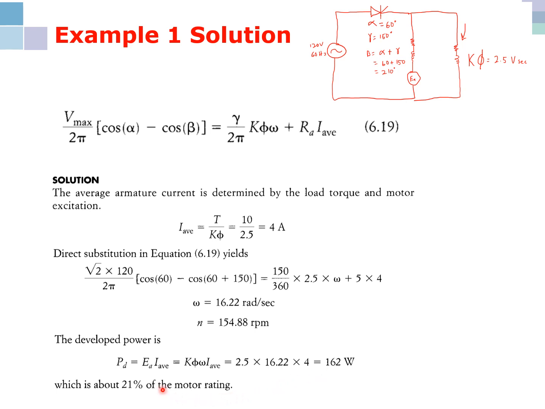Okay, so according to this, I hope all of you can understand. So this is the developed power. According to this 1 horsepower motor, this is 21% of the motor rating. So you need to first convert the horsepower to watt, and then you will get the percentage of the motor rating.